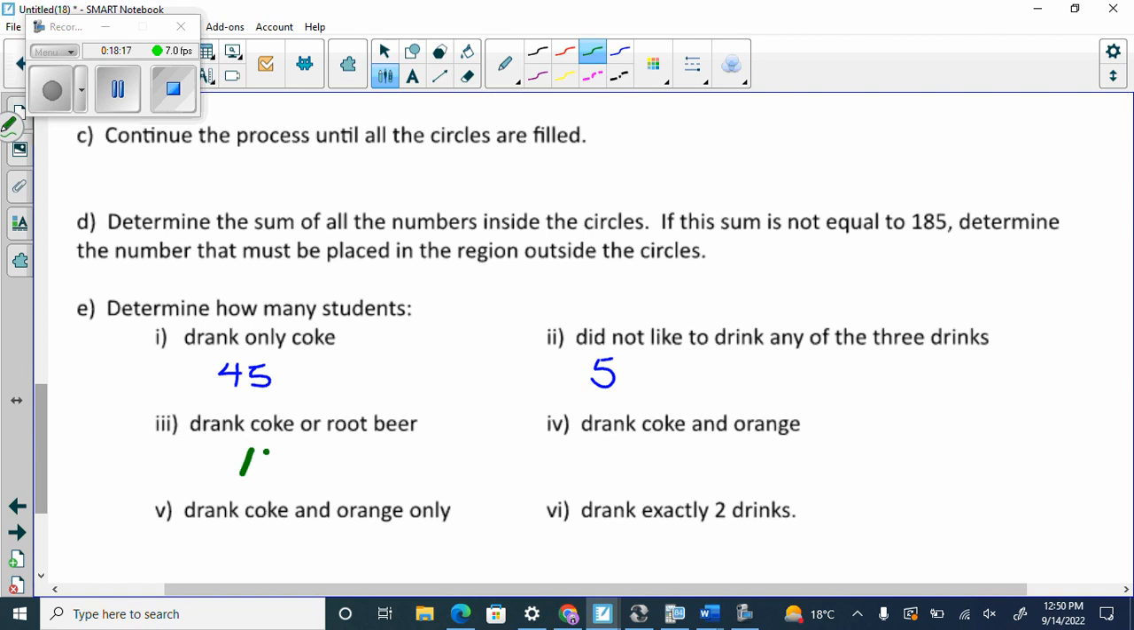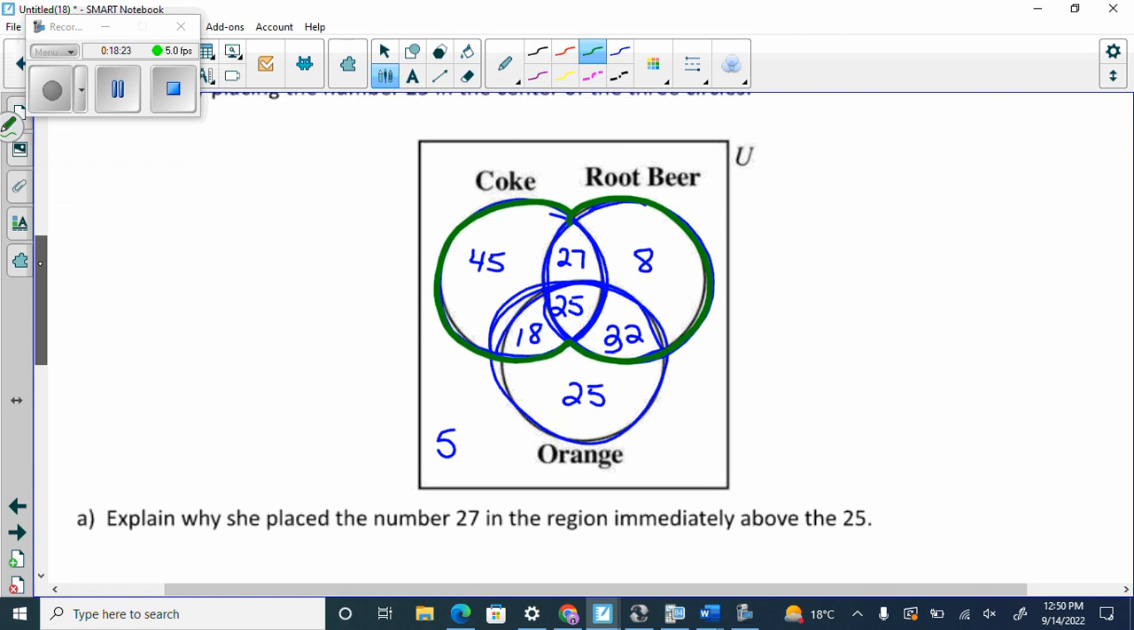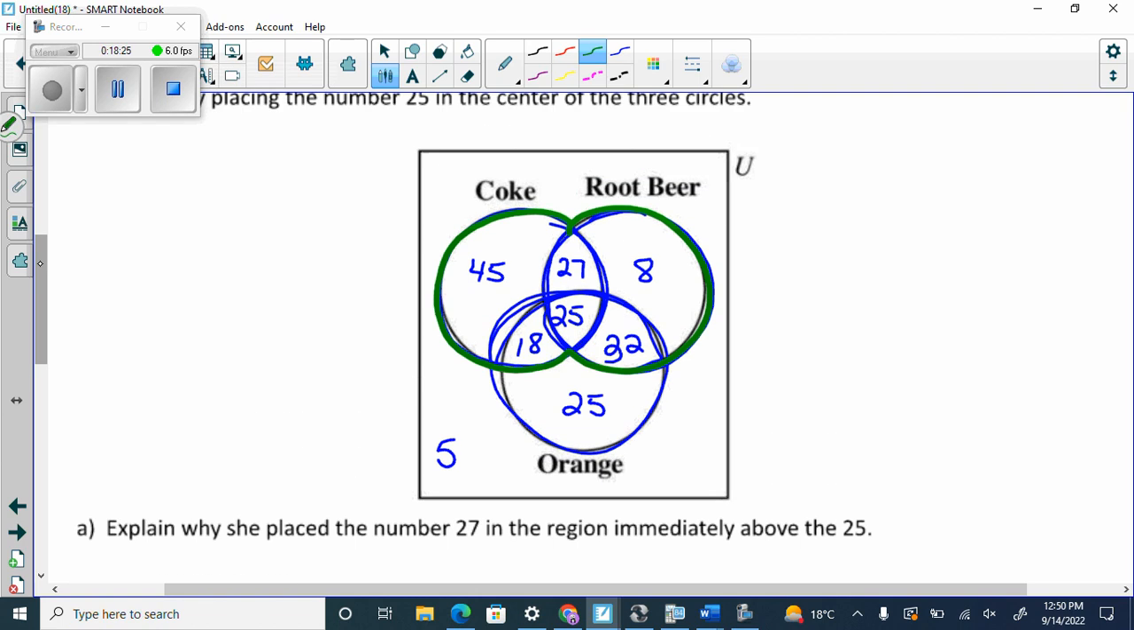Drank Coke and orange. If your phone is out, you're not paying attention. Trust me, it's not good for anyone. Not me, because you're making me mentally not happy, and not you, because you're not learning.